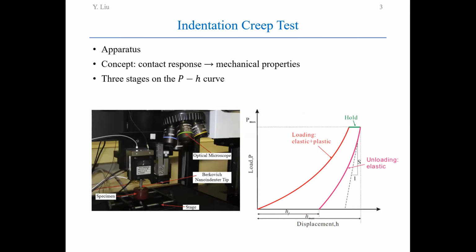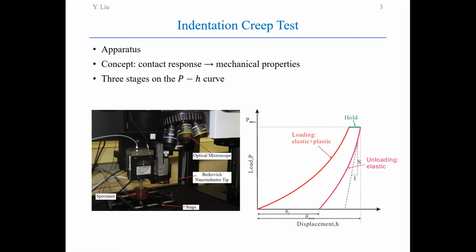Recently, with the advance of technology, creep behavior of shale samples can be studied through indentation testing. The apparatus is shown in the figure. A hard tip of known geometry and mechanical properties, which is also called the indenter, is pressed into the sample. Both the applied load P and the displacement of the indenter H are recorded. The underlying rationale is that the contact response of a material can be used to determine its bulk mechanical properties.